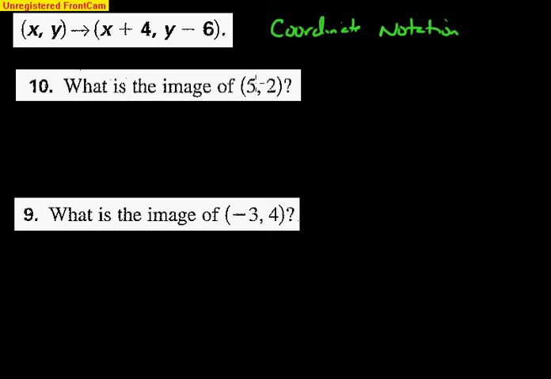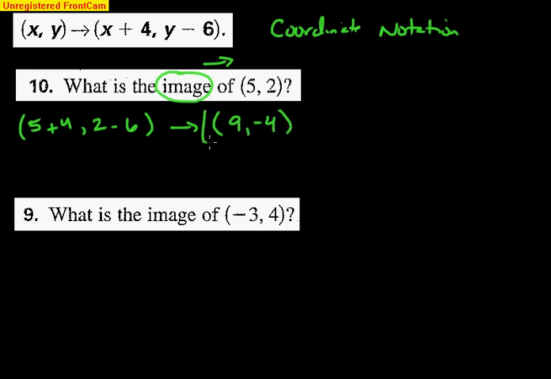Okay. So the question is, what is the image of 5, 2? Well, the image is the second figure, meaning you're going to be going this way. So you're going to do exactly what this transformation tells you. You're going to take your points 5 and 2, your coordinates, and you're going to do exactly what it says. You're going to add 4 to the x. You're going to subtract 6 from the y. So that'll get you your new points of 9, -4. Okay, so finding an image.